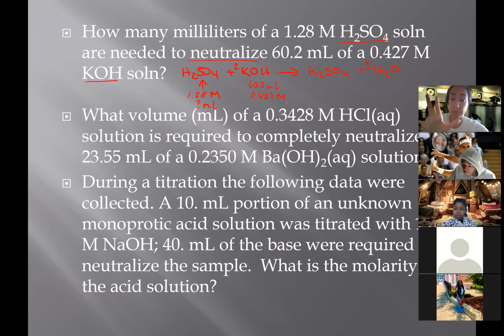How do we do this? How do we get this answer? They're asking for volume, right? They give you the molarity of the sulfuric acid, but they want the volume. How much volume is needed to neutralize 60.2 mL of a 0.427 molar KOH? So where do I start? Where would you start, with potassium hydroxide or with sulfuric acid? Potassium hydroxide, because we know everything about it. Yeah, because you have more information about it. So start with the one that you know everything about.